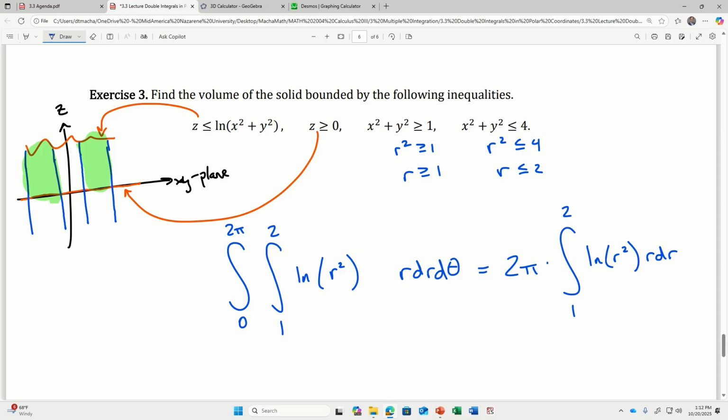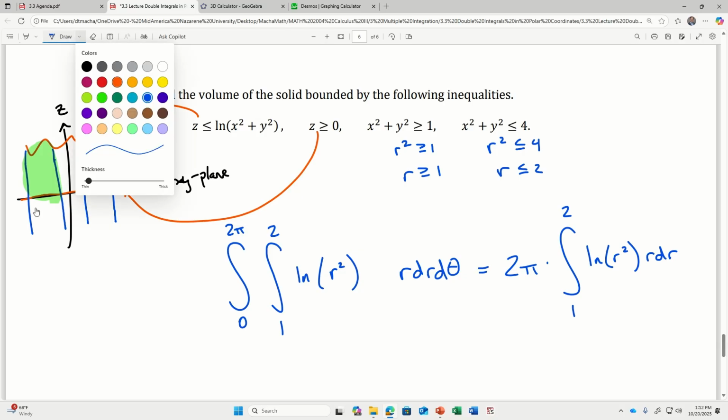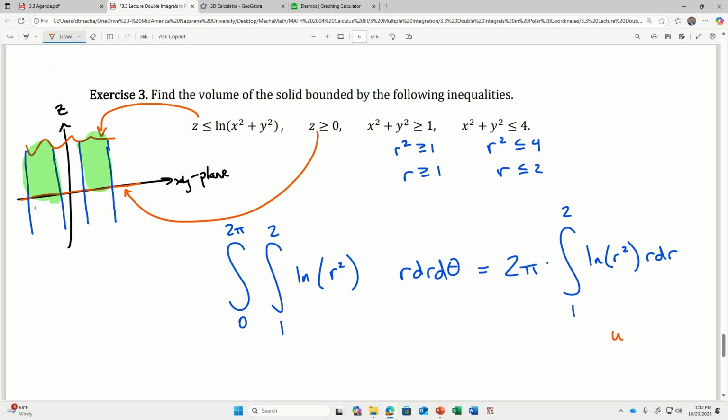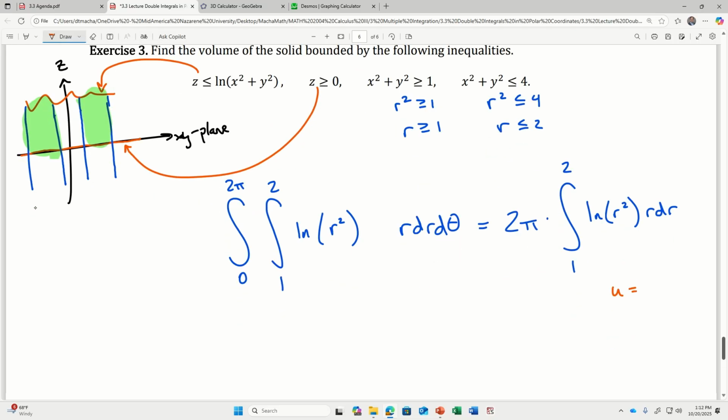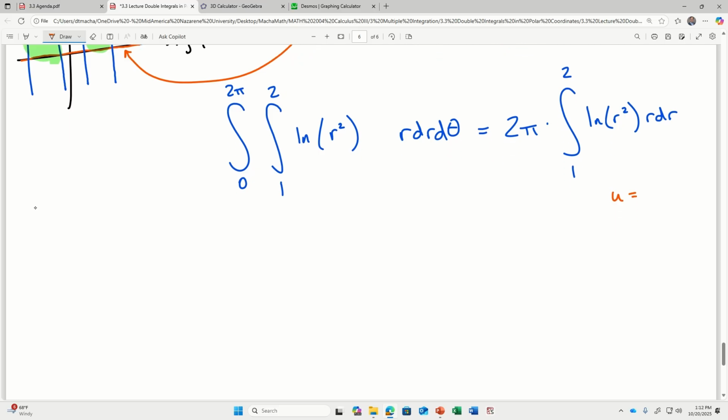Then I would want to do a u-substitution. Okay, and so 1/2 du can replace the r dr part. And so I'm going to get the 1/2 canceling the 2, and I get pi.